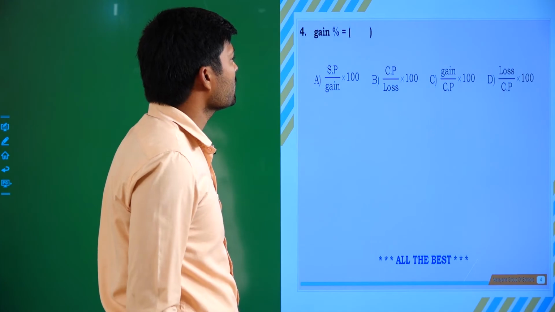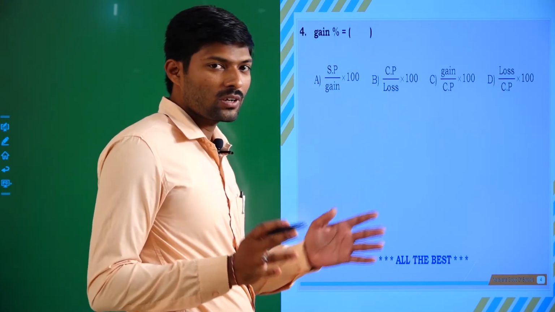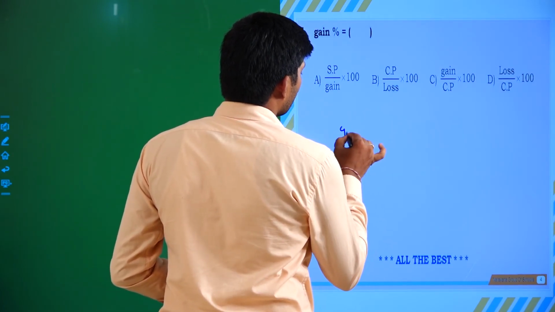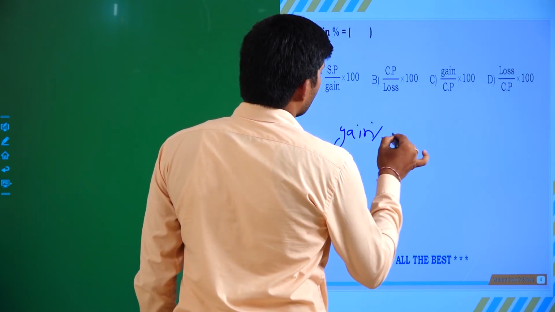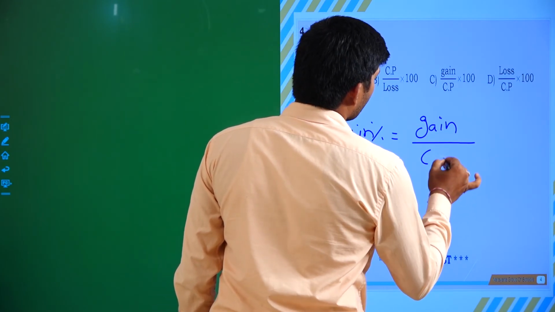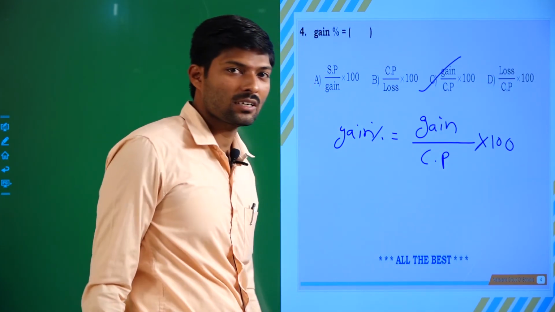Yes. Here it is the gain percentage. What is the gain percentage? Similarly to loss, we always have to find the gain with respect to the cost price also. That is, gain percentage is equal to gain upon cost price into 100. So which is the right option? Option C is the right option.